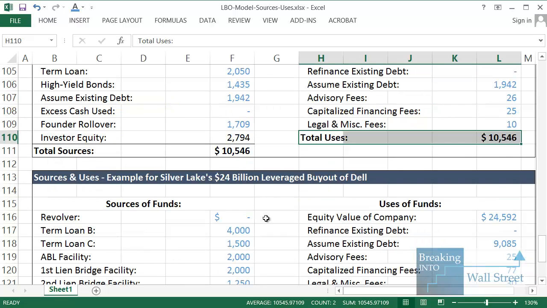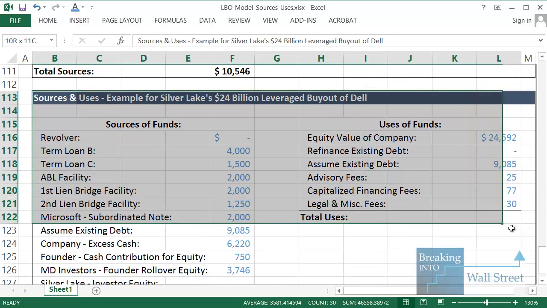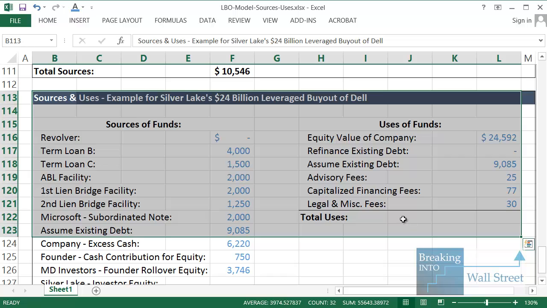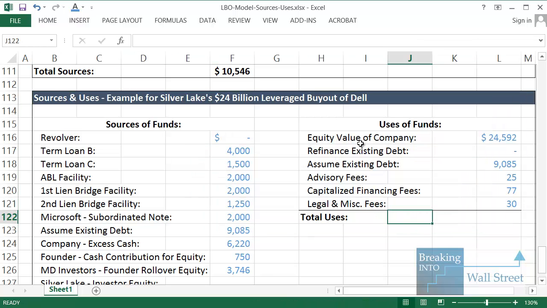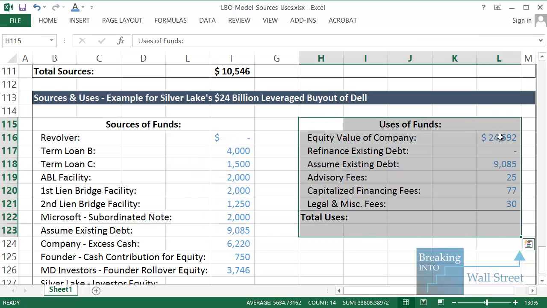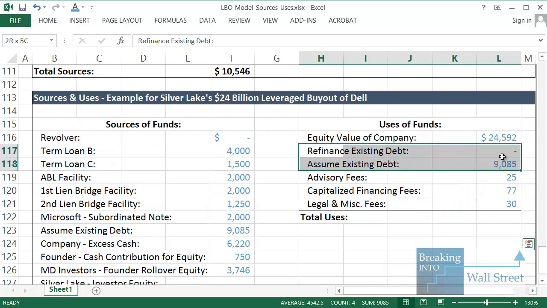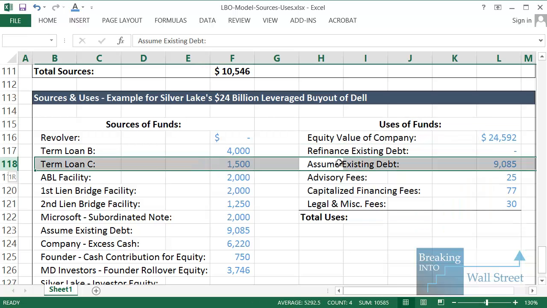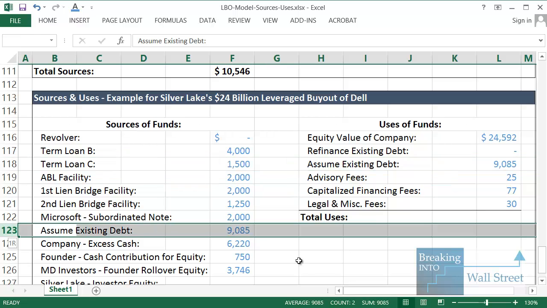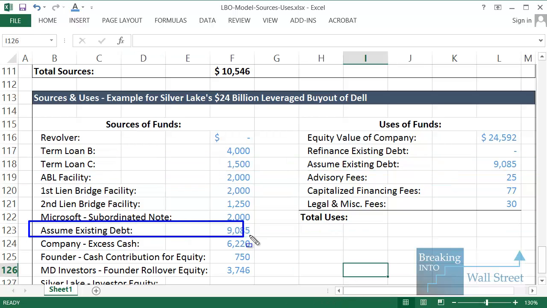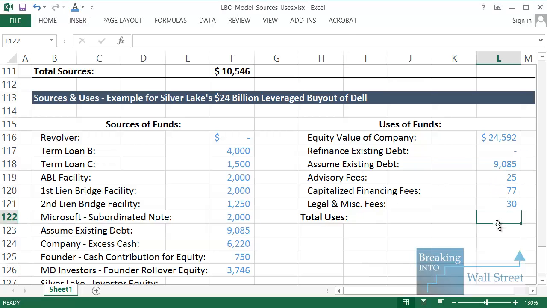And then let's go down to this last schedule here for Dell. And I just want to show you this very quickly because there is one new item here that's interesting. Uses of funds. We still have the equity purchase price. We still have repaying existing debt. We still have assuming existing debt if we want to do that. And this, again, appears on both sides of the sources and uses schedule as it should. And then, of course, we still have all of our fees here at the bottom. So the uses side is pretty standard. Not too much there that's different.